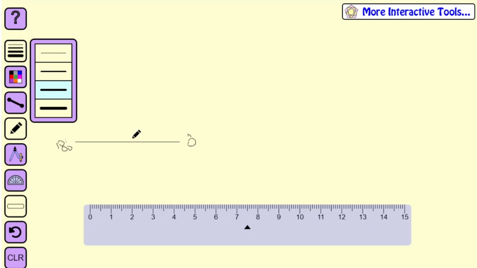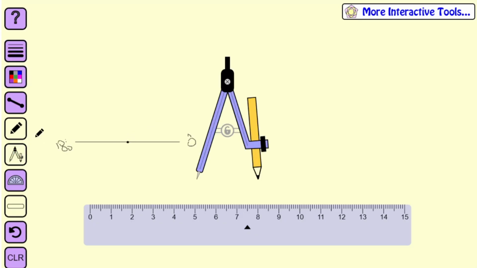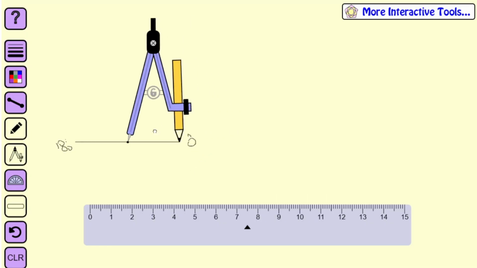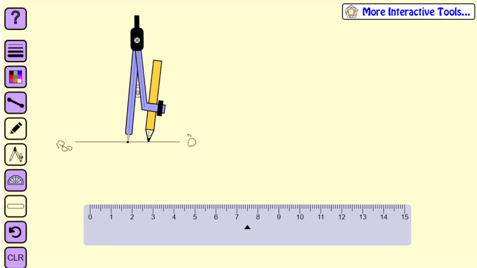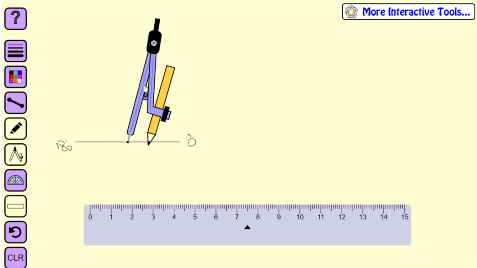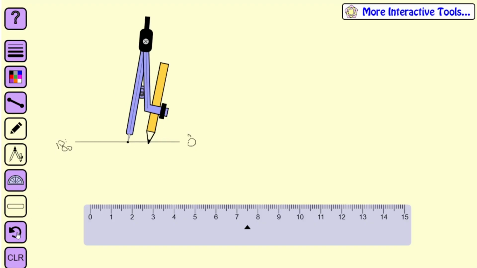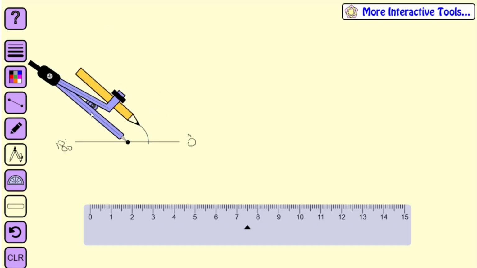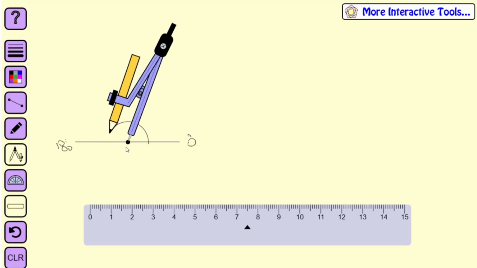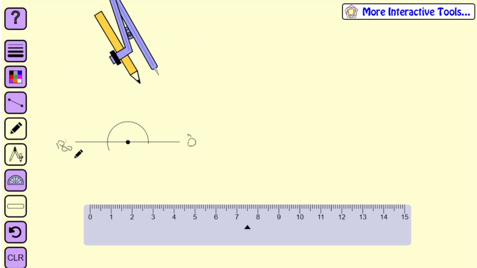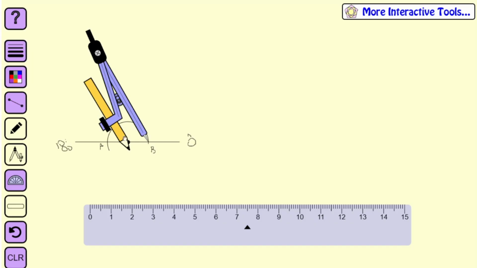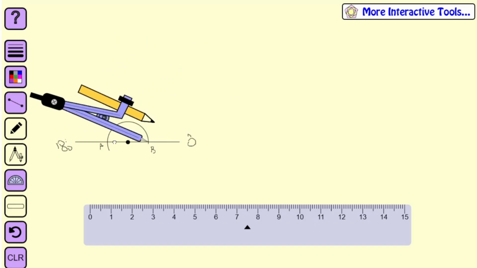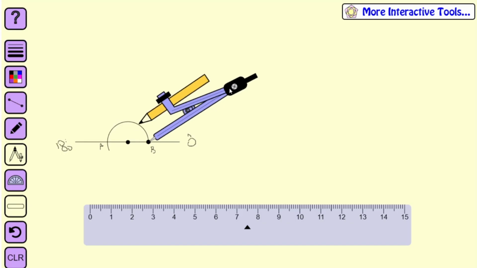I'm going to place my vertex on the line. Going to get my compass, make it a convenient radius, not too big, not too small. Grab a semicircle. I'm going to label A, B, and the first thing we want to get is our 60 degree. So we're getting our 60 degree, then bisecting it to get our 30 degree, then bisecting to get our 15 degrees.